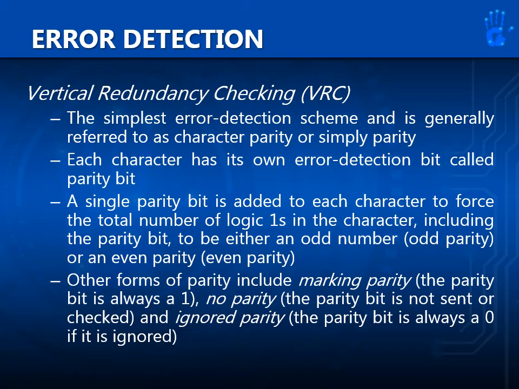Other forms of parity include marking parity, where the parity bit is always 1; no parity, where the parity bit is not sent or checked; and ignored parity, wherein the parity bit is always a 0 if it is ignored.